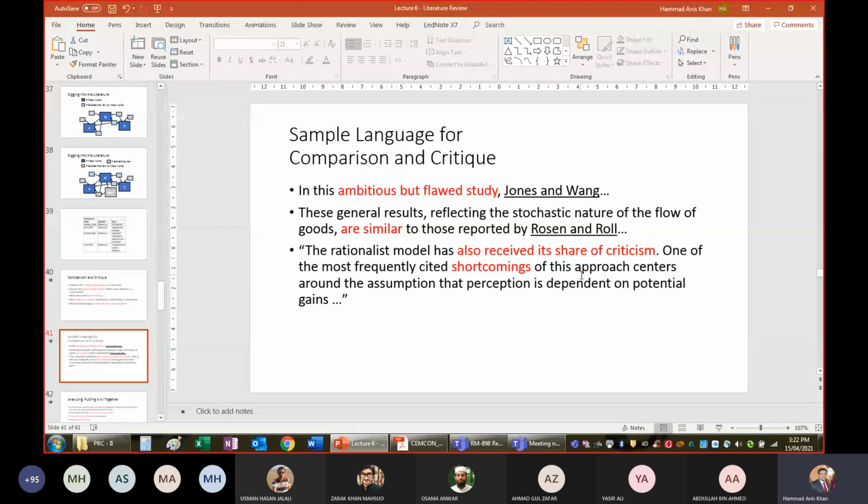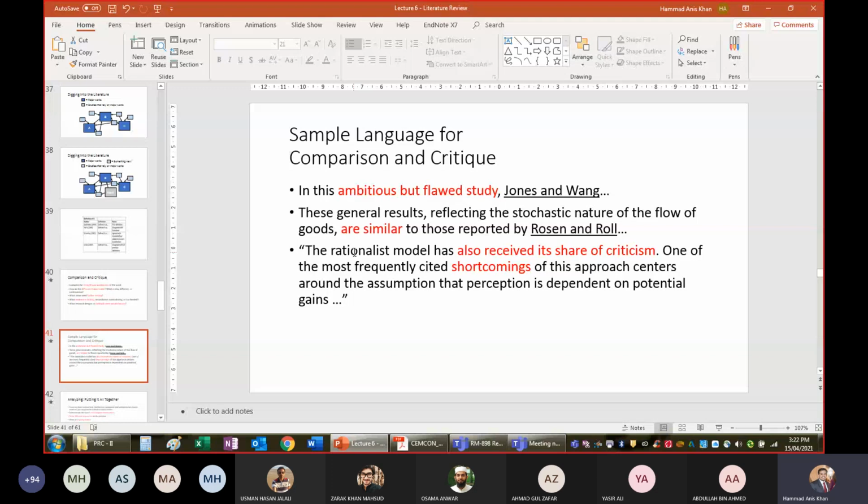Sample language for comparison and critiquing is, "In this ambitious but flawed study," so this is Jones and Wang. This is one way of critiquing. So he said that it is a flawed study. "These general results reflecting the stochastic nature of the flow of goods are similar to those reported by Rosen and Roll." So this is one way of comparison.